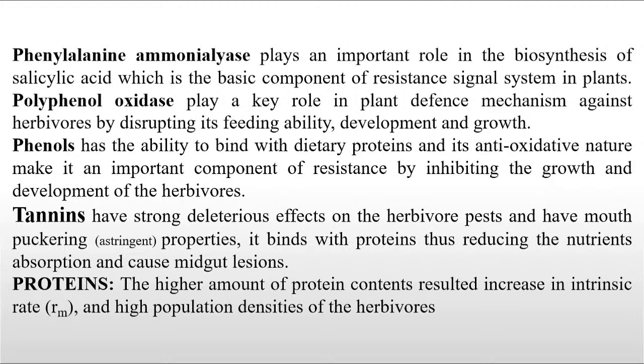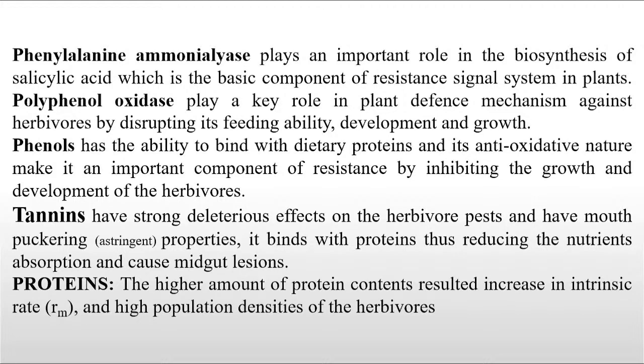These 4 different enzymes were estimated and detected during our experiment. Phenylalanine ammonia lyase plays an important role in the biosynthesis of salicylic acid, which is the basic component of the resistance signal system in plants. The second enzyme was detected as polyphenol oxidase. This also plays a vital role in the defense mechanism, disrupting the feeding ability, development, and growth of the feeding insect pest. The third one, phenol, was also detected and estimated.